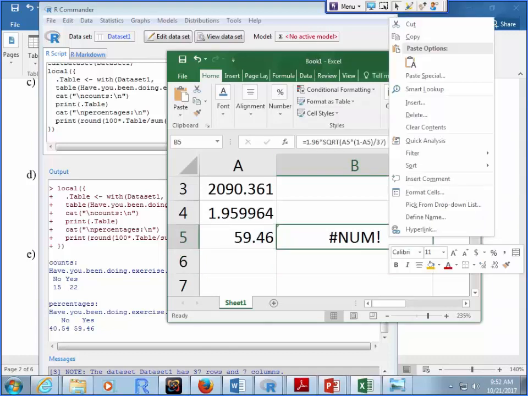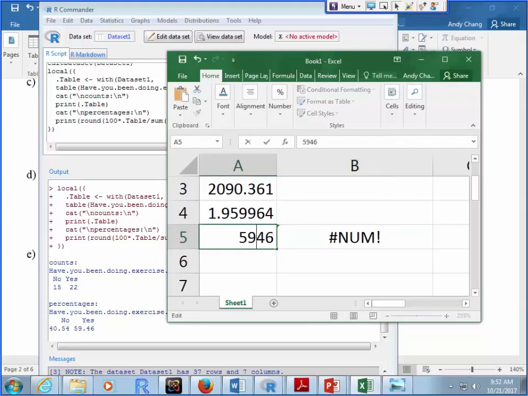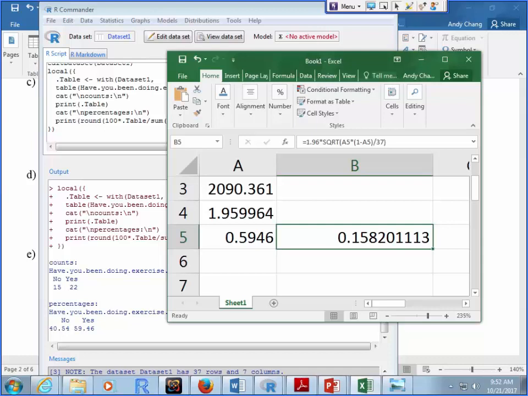Dr. Chen, why did you not change 59.46 to a decimal? Ah, yeah, that's right. Thank you for reminding me. Okay, that's the reason, right? Thanks a lot.